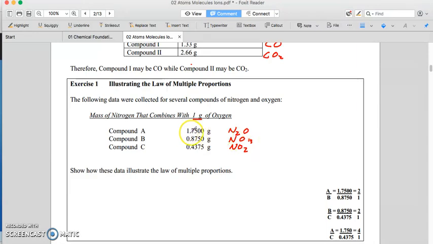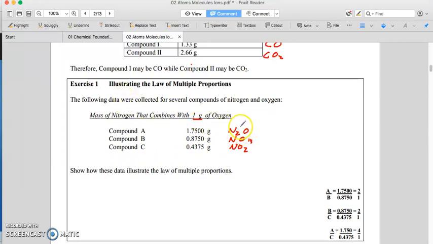Well, we know that compound A has 1.75 grams, which is twice as much as compound B. So there's going to be twice as much nitrogen to oxygen in that case. Here, compound B has twice as much nitrogen to oxygen as compound C, right? And the answers here are a little subtle. I think compound A and B will make sense to you guys.